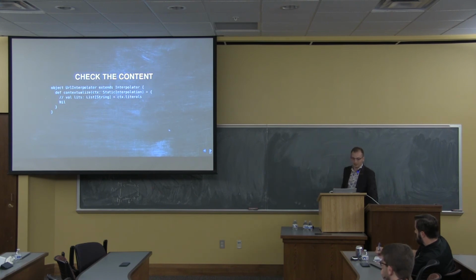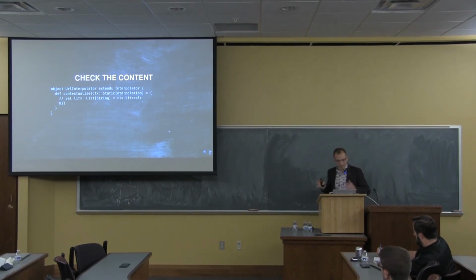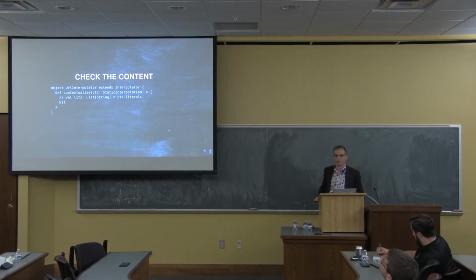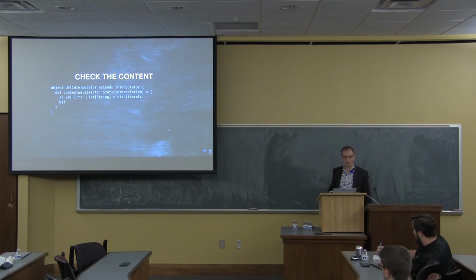We want to check the contents of our URL, and to do that we implement the contextualize method. That takes one parameter, a static interpolation. The static interpolation is Contextual's representation of everything we know about that interpolated string at compile time. It is a subset of the information we know at runtime. But at compile time we have access to this, and in particular we have access to a list of strings which are the literals, the literal parts that surround the holes. And for now we're going to return nil, but don't worry about why.